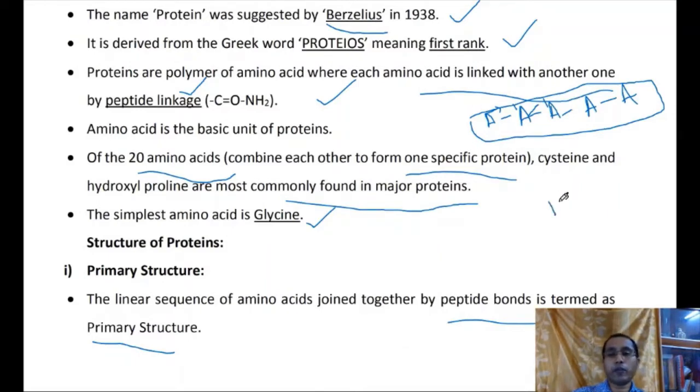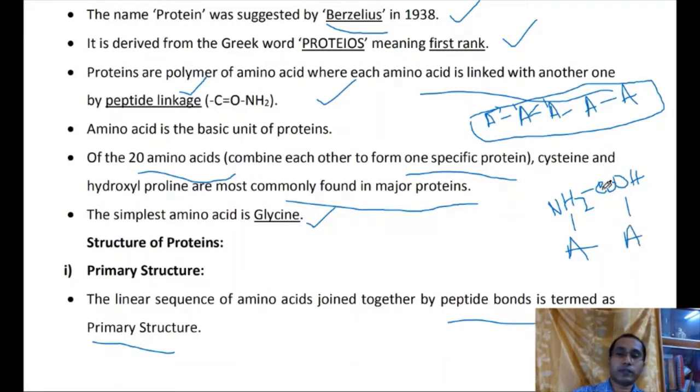We know the amino group. What is the amino group? That is NH2. Suppose this is the amino group of the first amino acid. Now it will be attached with the COOH carboxyl group of the second amino acid. So here H2O will be released. This H2 and one oxygen are released to make this peptide linkage.